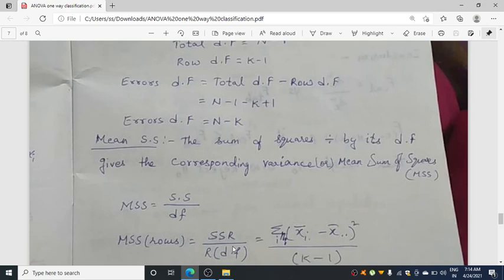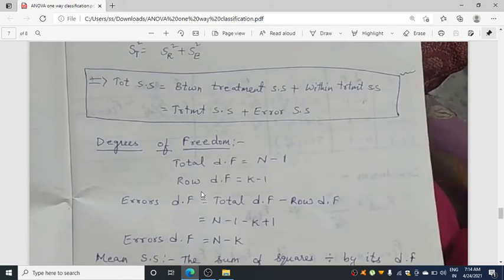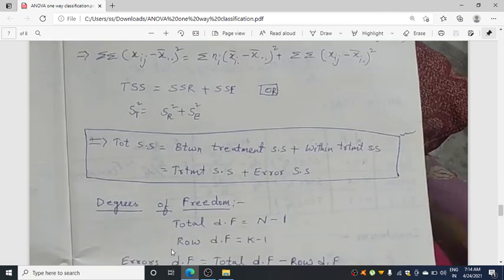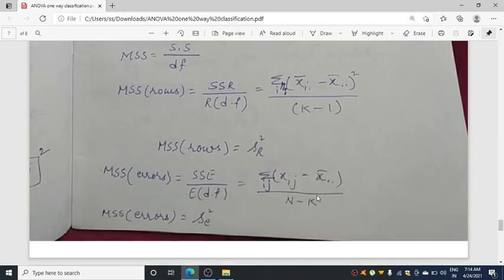So now mean sum of square is sum of square by degrees of freedom. If you are doing the mean sum of square of row, it will be sum of square row by row degrees of freedom. If you are doing the mean sum of square of error, it will be sum of square error by error degrees of freedom. It is nothing but this one, students. Here we have written these values, this one and this one.